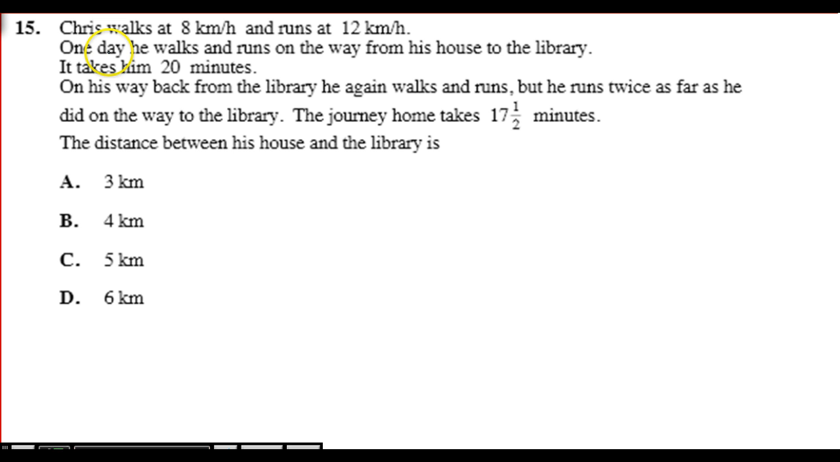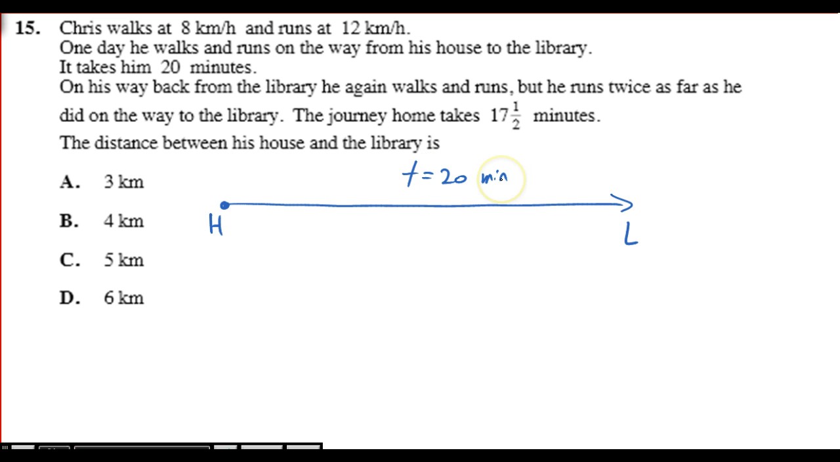First of all, Chris walks at 8 kilometers an hour and runs at 12 kilometers an hour. So obviously he runs faster than he walks. One day he walks and runs on the way from his house to the library. So let's do a diagram there. There's his house, and then he goes to the library, and it takes him 20 minutes.